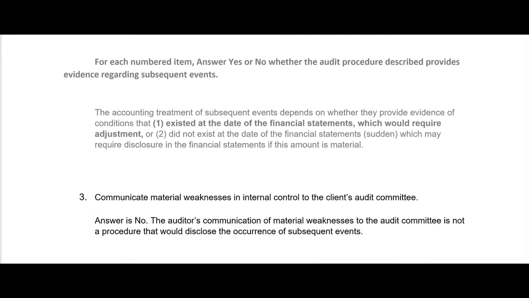No. The auditor's communication of material weaknesses to the audit committee is not going to disclose the occurrence of subsequent events. That would not result in any restatement of financials or even footnote disclosure of a transaction that did not exist at the date of the financials but happened suddenly. No, but communicating material weaknesses in internal control to the audit committee is an audit procedure, but it is not going to provide evidence regarding subsequent events.